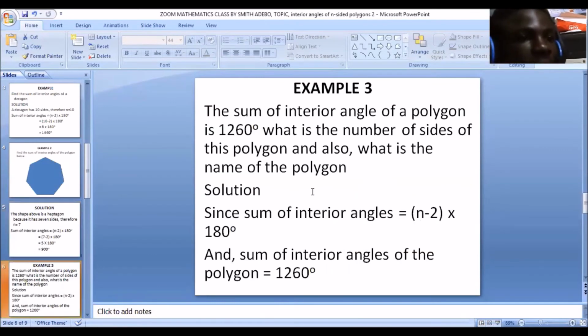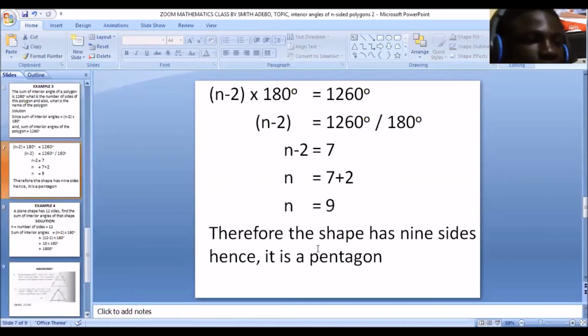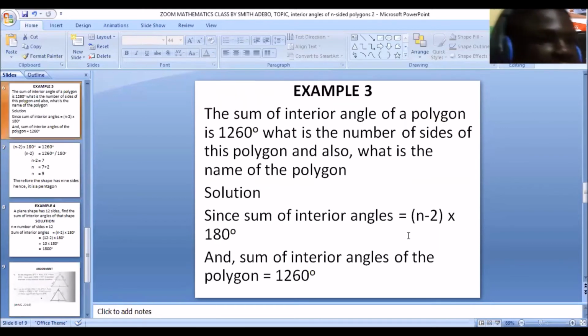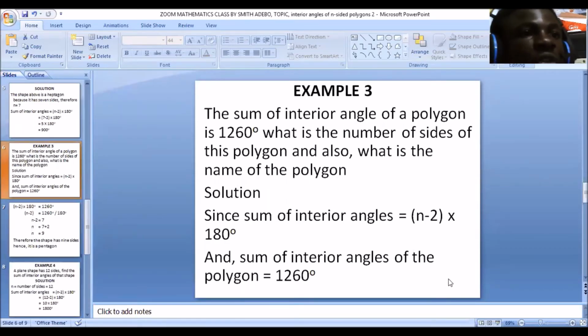Now, this question is a little bit different from the rest. This is example 3. The sum of interior angles of a polygon. The polygon that was given, they said the sum of its interior angles is 1260 degrees. Now, what is the number of sides of this polygon, and also what is the name of the polygon?